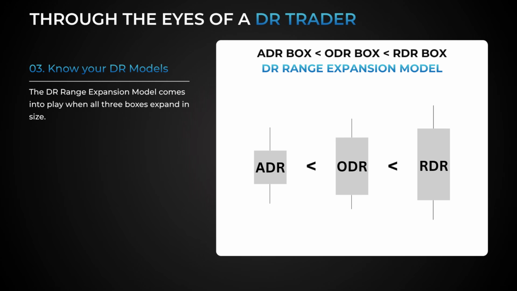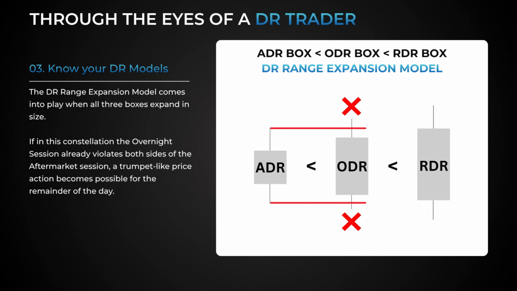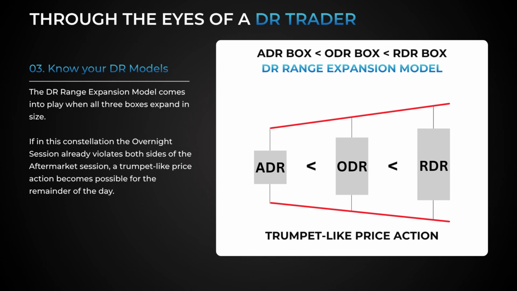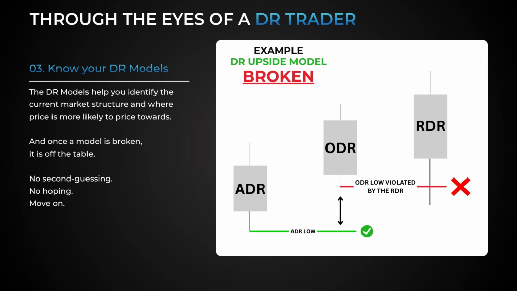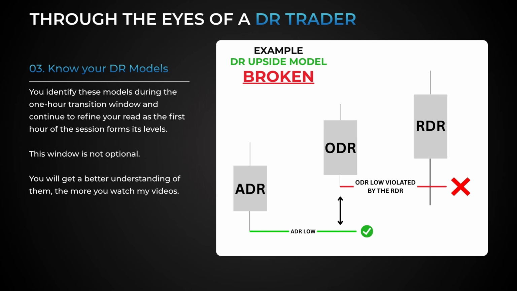The DR range expansion model comes into play when all three boxes expand in size. If additionally the overnight session has already violated both sides of the aftermarket session, trumpet-like price action becomes possible for the remainder of the day. The DR models help you identify the current market structure and where price is more likely to move toward. And once a model is broken, it is off the table. No second guessing, no hoping. Move on. You identify these models during the 1-hour transition window and continue to refine your read as the first hour of the session forms its levels. This window is not optional.